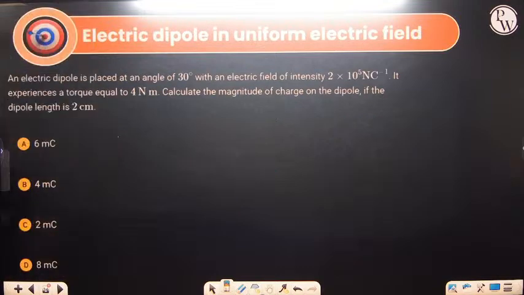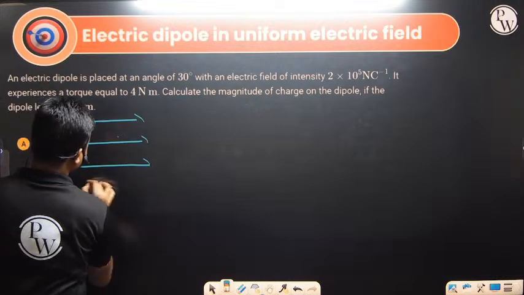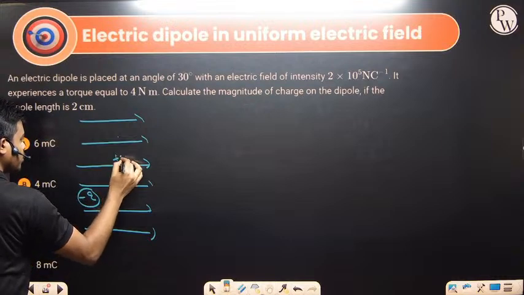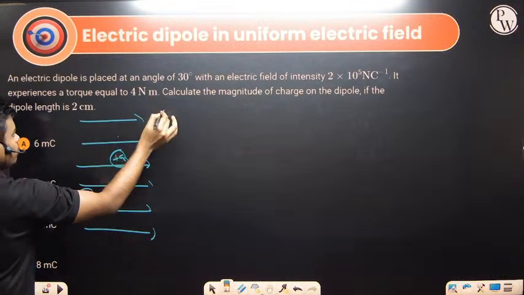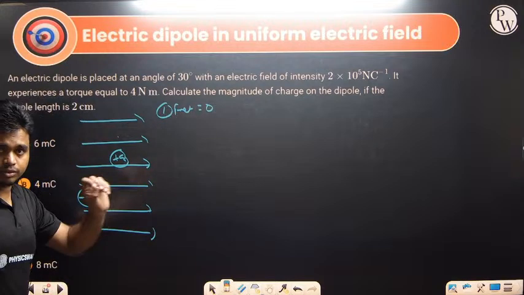Next, we have electric dipole when it is placed in uniform electric field. So if an electric dipole is placed in a uniform electric field, and let's say this is the electric field direction, and this one is minus q, and this one is plus q. When it is placed in a uniform field, remember the net force will be 0. So before solving this question, I am telling some of the concepts: net force will be 0.